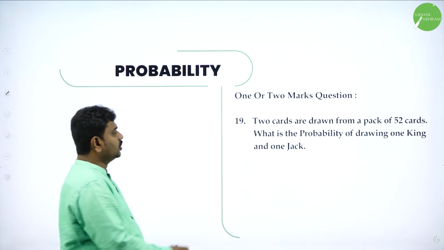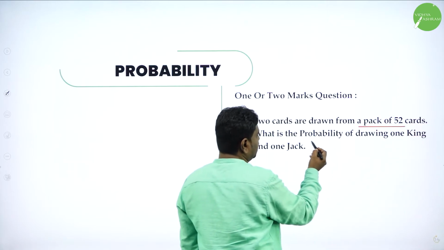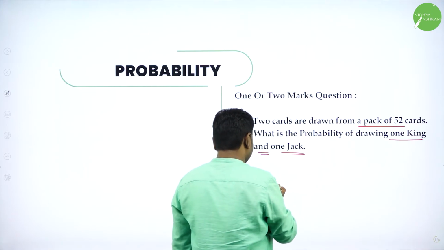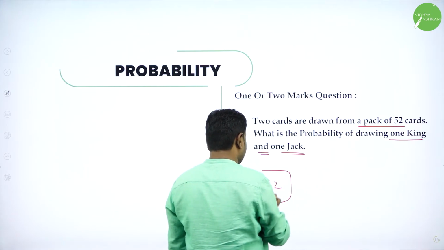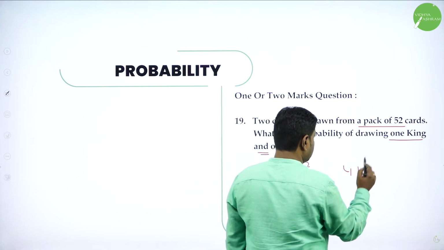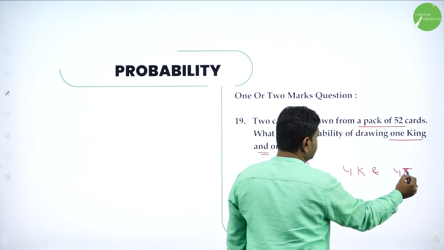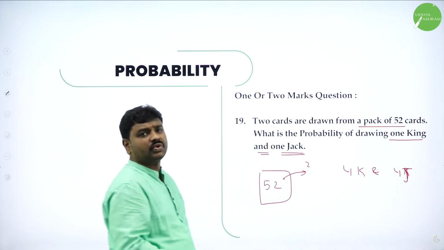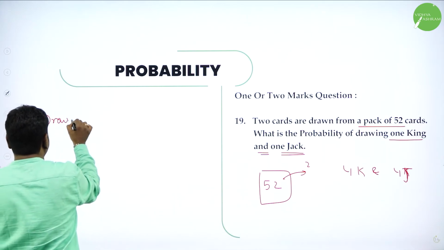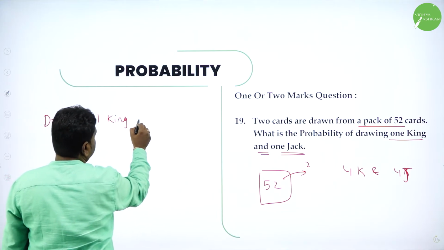Now 2 cards are drawn from a pack of 52 cards. What is the probability of drawing 1 king and 1 jack? So 52 cards are there. From this pack you are taking 2 cards, and you should know that there will be 4 kings and 4 jacks. So probability means what? Favorable by total. So now drawing 1 king and 1 jack.